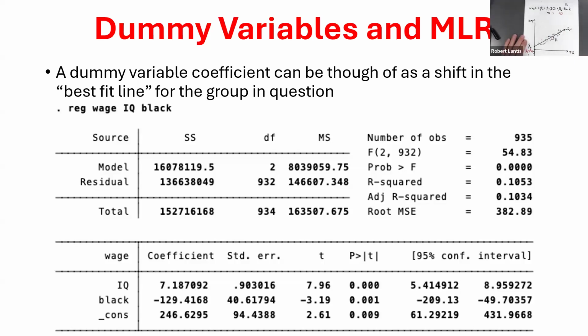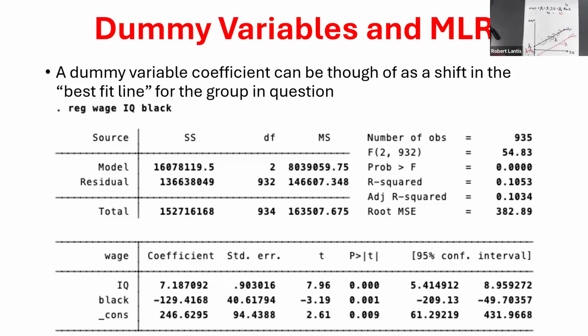Now, what's the effect on their wages as their IQ goes up? Well, we would still get that same predicted relationship between wages and IQ. It's just that they're starting out at a lower value because of the effect of that indicator variable.